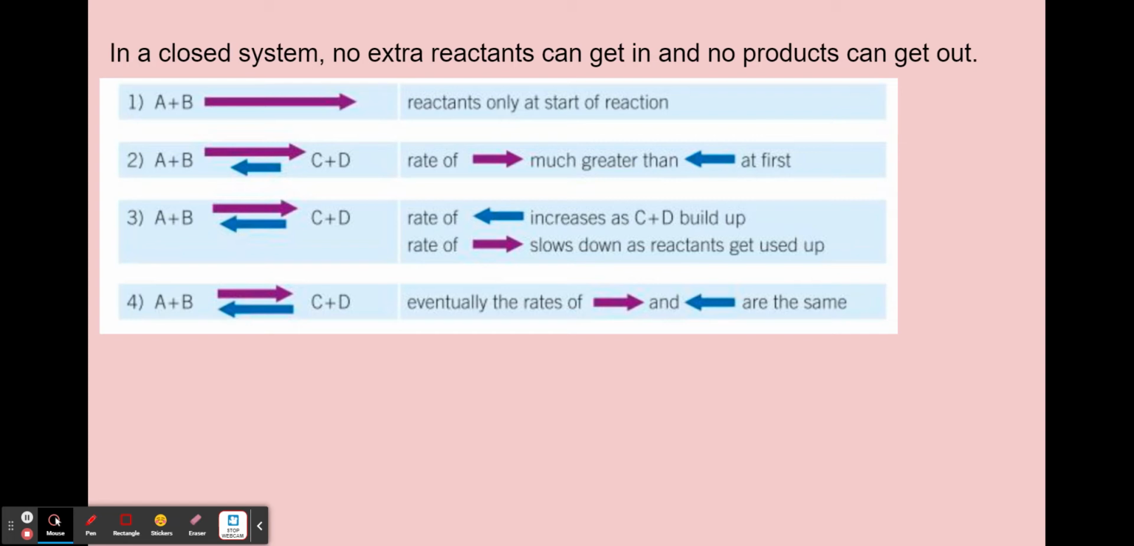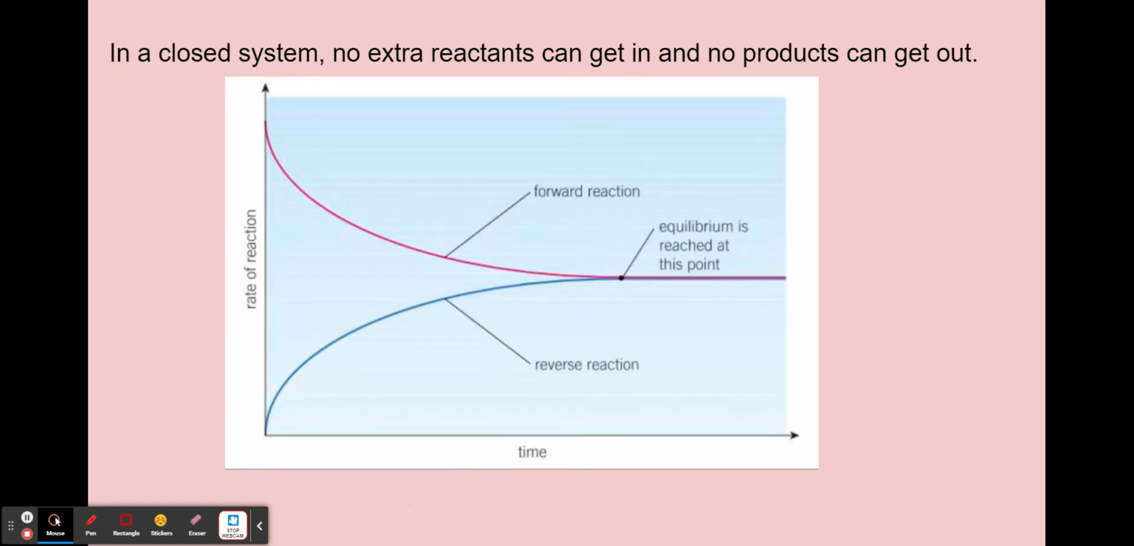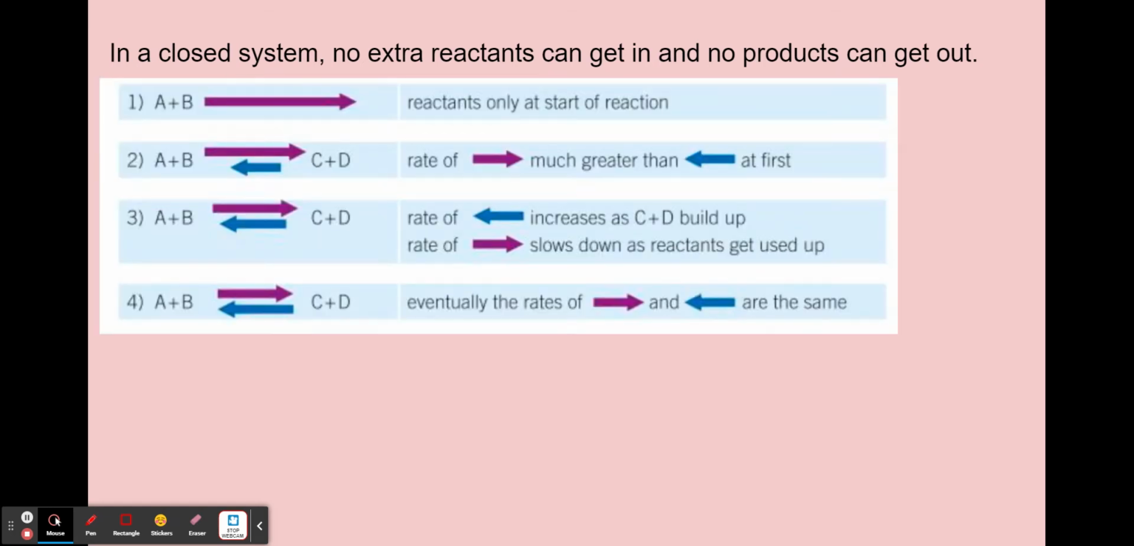Okay, to explain how we get to equilibrium, we need to imagine that our reactants are in a closed system. In other words, nothing can get in and nothing can get out. So if you look at these steps here to explain how equilibrium is reached, in step 1, A and B are reacting at the start.